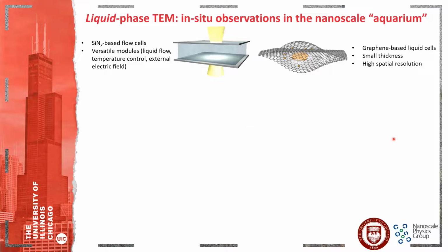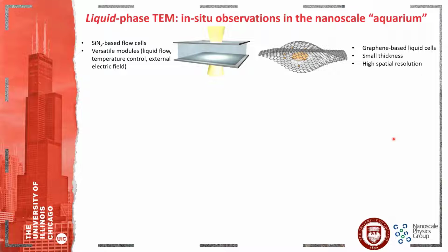So liquid phase microscopy, as I introduced before, can be done in two different scenarios. One uses a silicon nitride based flow cell, where you have the advantage of being able to flow different reagents through the window layer, or you can apply an external field. But of course, due to the thickness of the silicon nitride window layers, there are some limitations to the spatial resolution or the chemical sensitivity that you can achieve during imaging or spectroscopy.